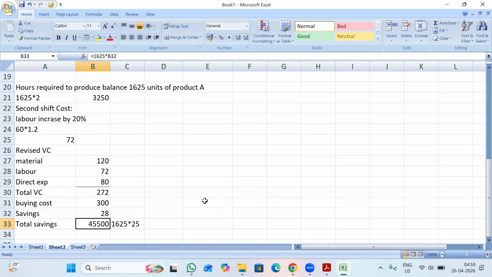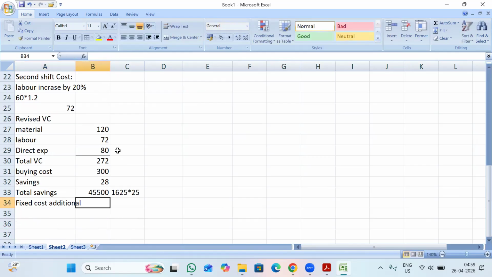So here, how many hours do I require? 3,250 hours. So how much fixed cost do I need to spend in this case? That is the additional fixed cost, for every 1,000 hours or part thereof. So remember, part thereof. That means even if I am working for 250 hours, I need to spend this 6,000 over it. So here I require 3,250, that means 4 times I need to spend the 6,000. So 6,000 into 4.